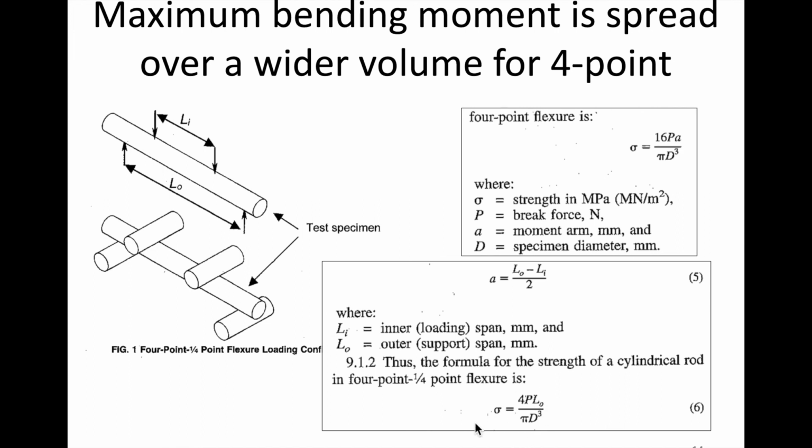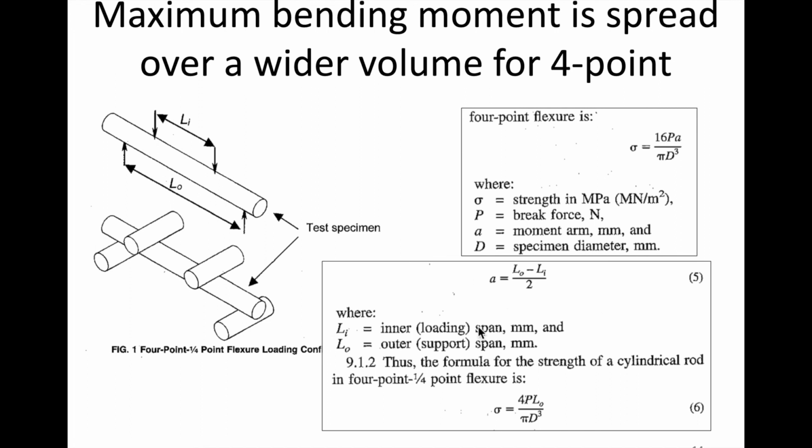So our flexural strength is 4P L naught over pi d cubed. We only need the outer span if the inner span is half the length. If you look at our configuration, you can verify that that is the case for our setup. It just makes that calculation slightly easier.